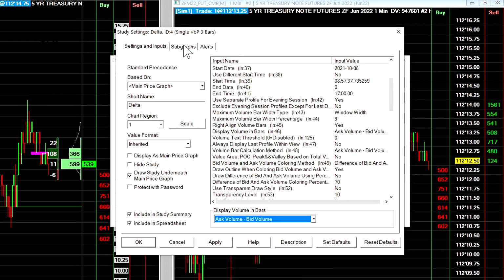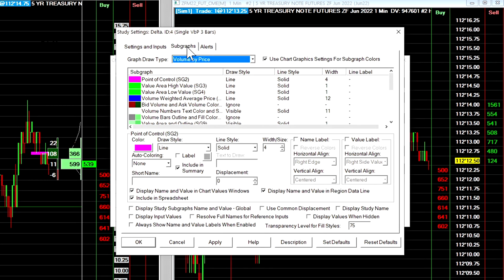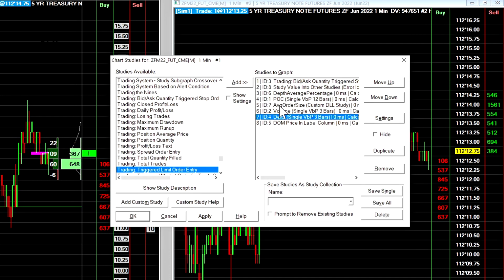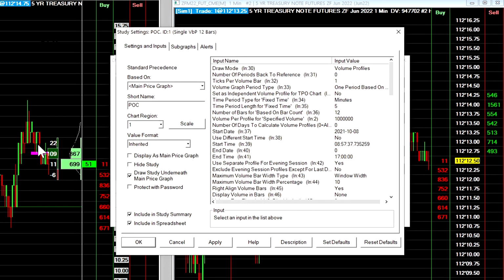Okay, and also the color settings are different in the subgraphs tab. And then there is one other volume by price that we had here, which you can see the bars are actually hidden away, and all it's doing is highlighting the point of control. And this one is set to the last 12 bars of the chart.